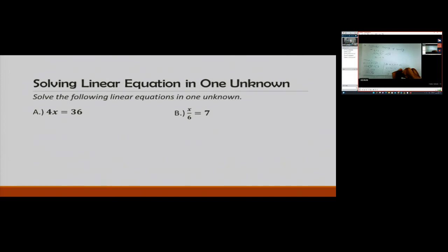Okay, let us try to answer this. You're finished, right? What's the answer for letter A? What's the value of x? X is equal to 9. How about letter B? What is x? X is 42. Very good.